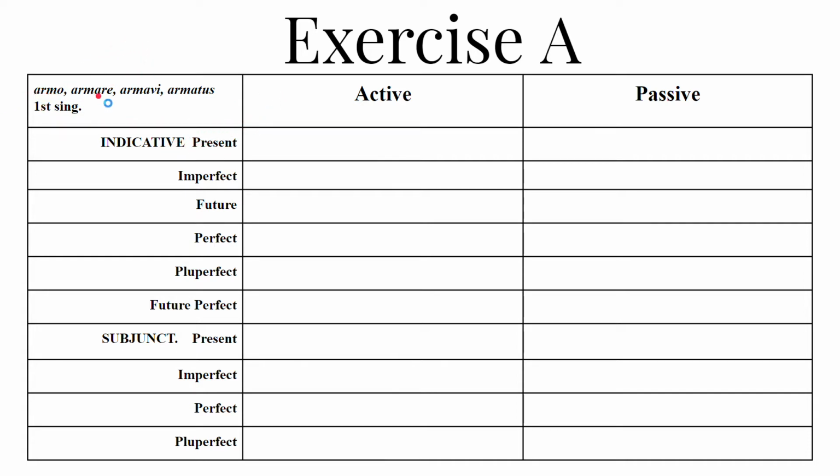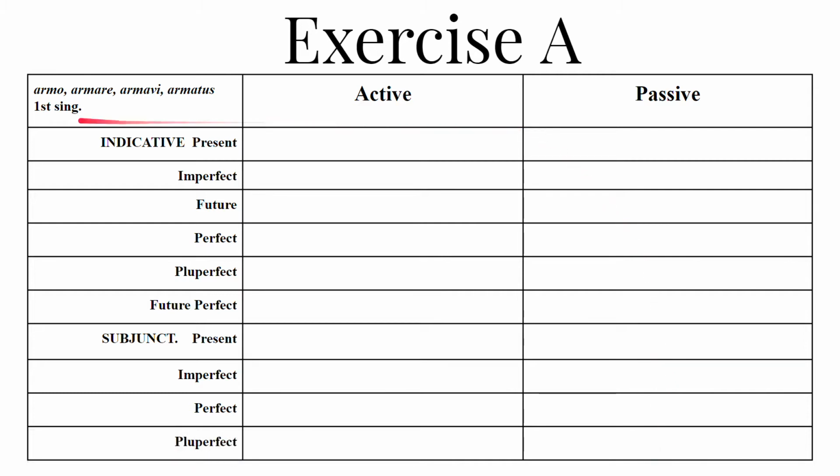Armo, armare, armavi, armatus. We are synopsizing this entire verb in Latin. That includes the subjunctive, and the focus will be on the subjunctive mood, but we will begin with the indicative. So the present indicative, active and passive voice. We are to synopsize this verb in the first person singular. So I want the first person singular for all of these blanks.